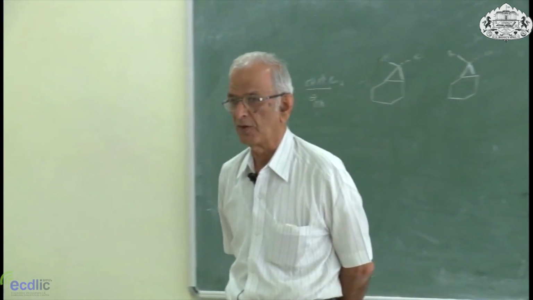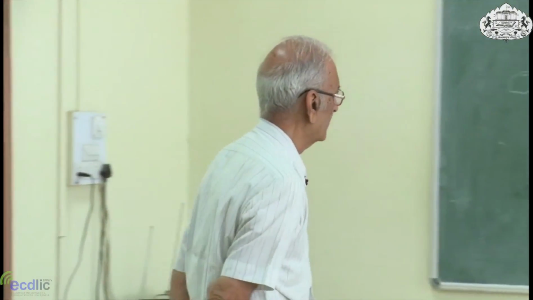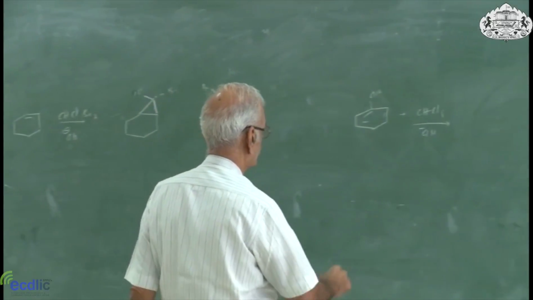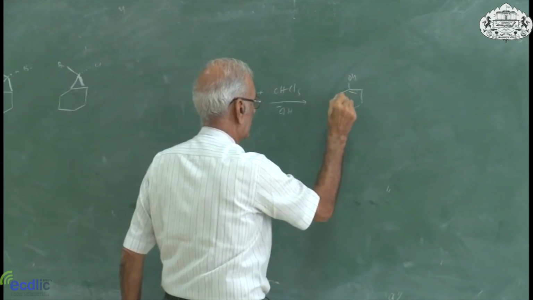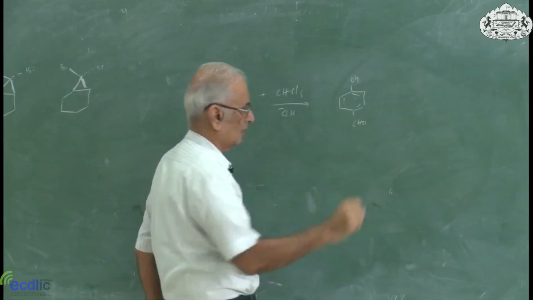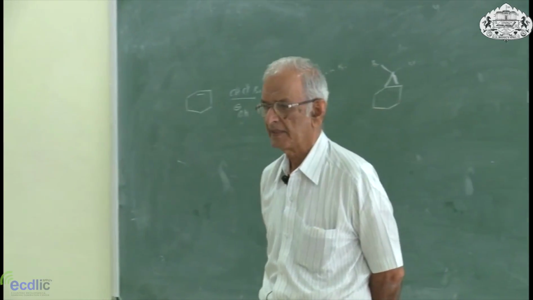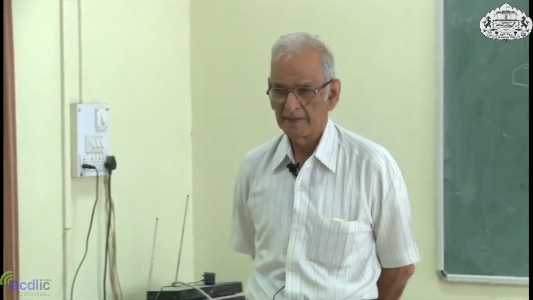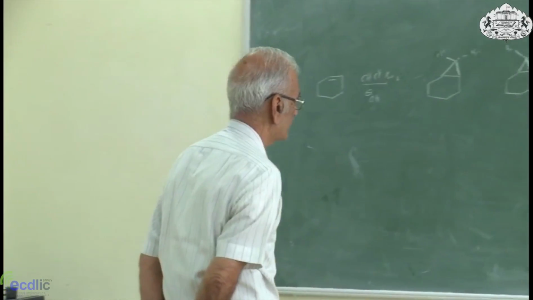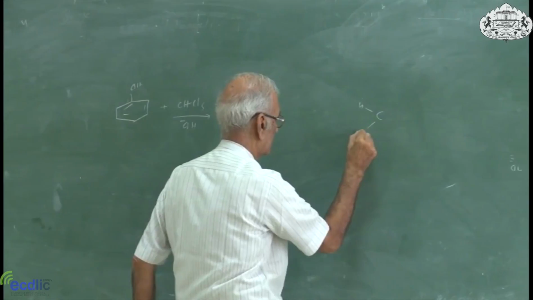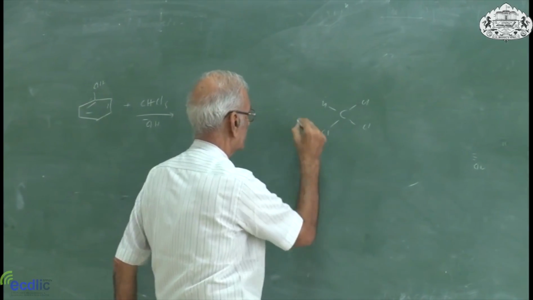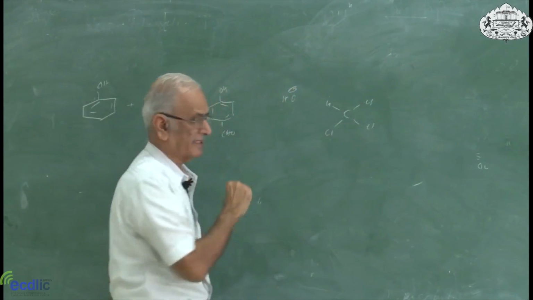Phenol reacts with chloroform in the presence of alkali. What is this famous reaction? That's the Reimer-Tiemann reaction. Okay, very good. All right. So, you get ortho and para hydroxybenzaldehyde. Okay. How does this reaction work? What's your first step? What's the first step in this?